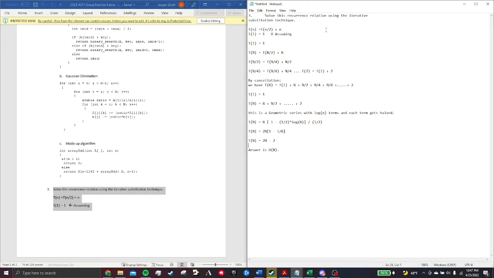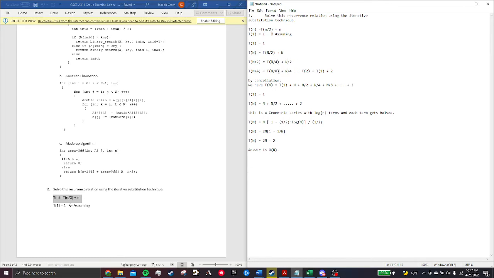instead of n, we're just going to go n over 2. So T(n/2) equals, anywhere there's an n in this original equation, we're just going to replace it with n over 2. And we get T(n/4) plus n/2. And that's just a start. We're going to keep going and see how it behaves. So T(n/4) equals T(n/8) plus n/4.